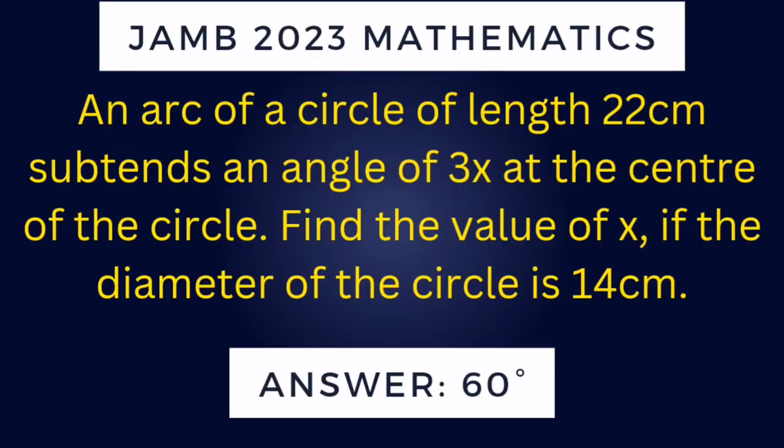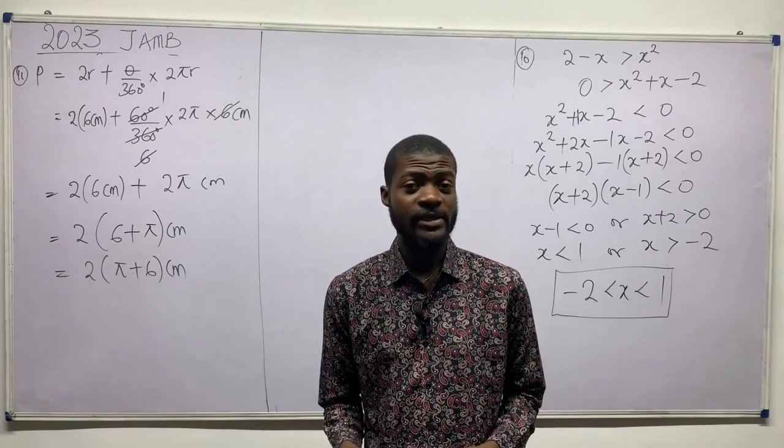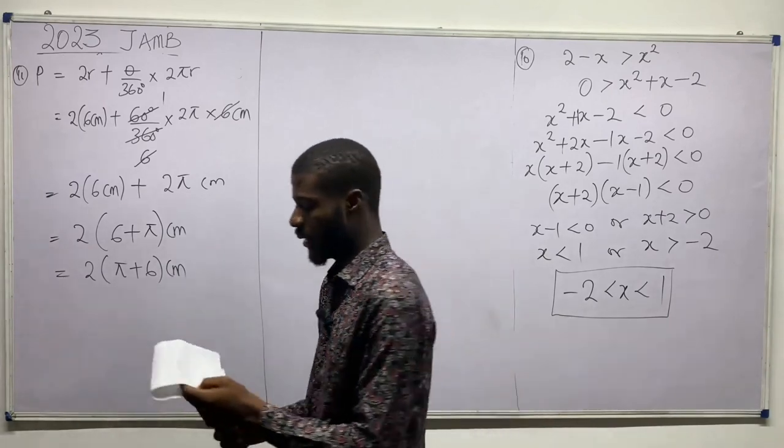Question 12. An arc of a circle of length 22 cm subtends an angle of 3x at the center of the circle. You are asked to find the value of x if the diameter of the circle is 14 cm. Okay. So, to get started with, you're asked to find the value of x. You're given the diameter. Now, look at this.